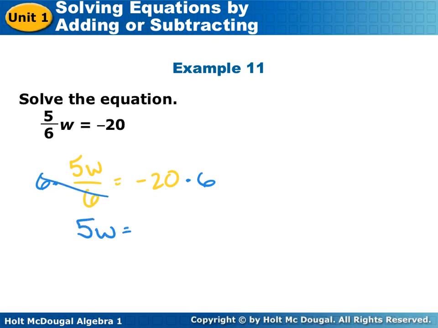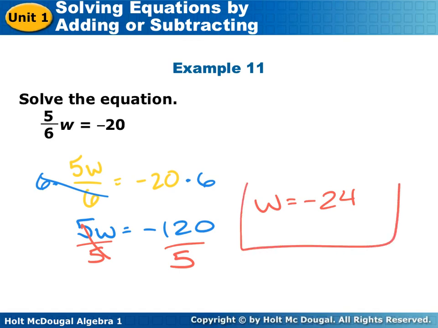So 5w equals negative 120. And then to get w by itself, I would divide both sides by 5. w equals negative... should be negative 24, right? Bam. Okay. All right.